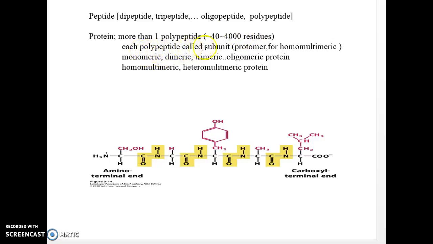Each polypeptide called subunit. In case of identical homomultimeric proteins, we call protomer. Depending on the number of polypeptides, we can name monomeric, dimeric, trimeric, oligomeric, something like that. Or we could divide into 2 categories depending on number of polypeptides: homomultimeric, heteromultimeric.